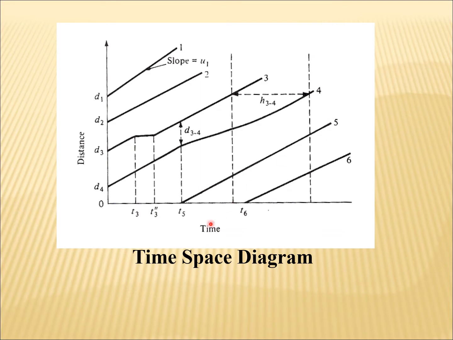So this is the time-space diagram. You can see here where the slope is constant, it means the speed is constant. Where this line is perfectly horizontal, it means the vehicle is not moving.